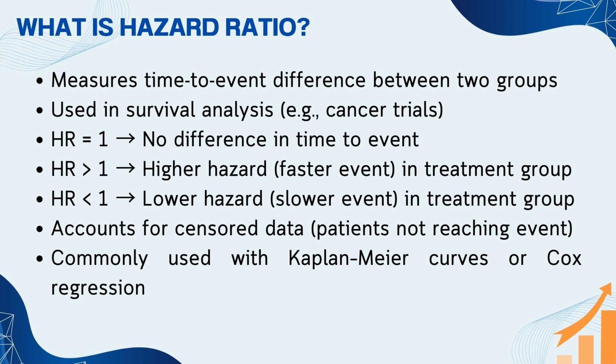Now comes the hazard ratio, which is slightly different. Hazard ratio measures the difference in time to an event, like time to death, time to relapse, or time to hospitalization between two groups. It is used in survival analysis, often along with Kaplan-Meier curves or Cox regression models. If HR is equal to 1, there is no difference in event timing. If HR is greater than 1, event happens faster in treatment group. If HR is less than 1, event happens slower, which is often good. The key difference: HR looks at how quickly events occur, not just how often.